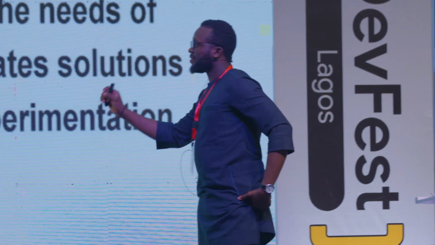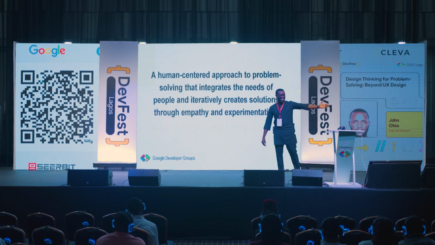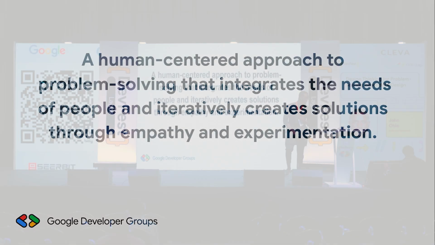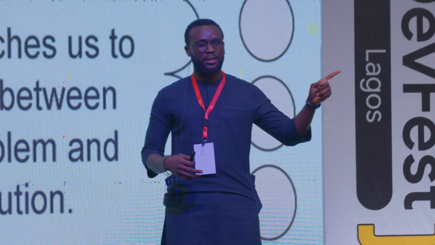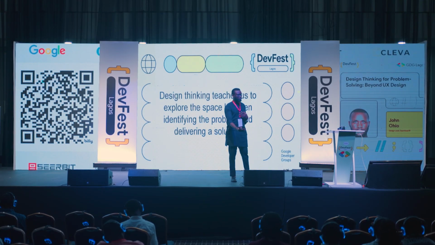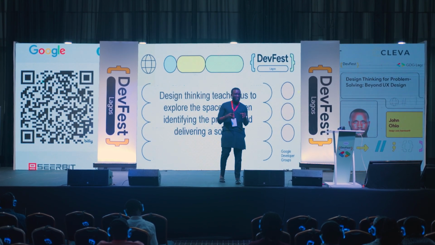This is a articulated definition of design thinking. As much as he has defined design thinking, so design thinking is a human-centered approach to problem solving that integrates the needs of people and iteratively creates solutions through empathy and experimentation. Design thinking teaches us to explore the space between identifying the problem and delivering a solution. Because if you listen to the definition they gave and me explaining the work of a user experience designer to interact with the people facing this problem, the back and forth will help us gain insight into the challenges they face and how the challenges affect them.